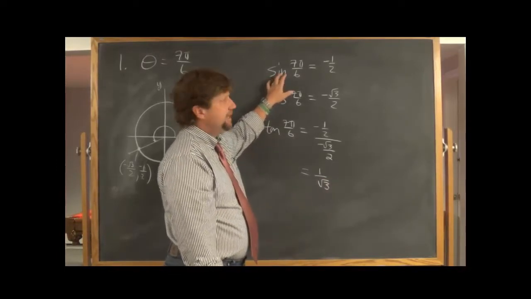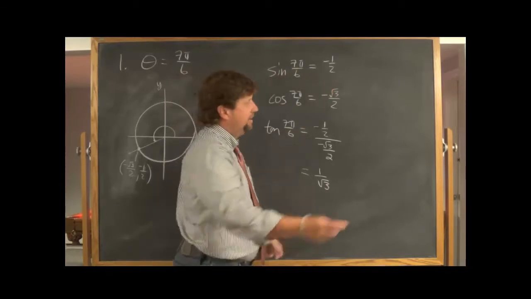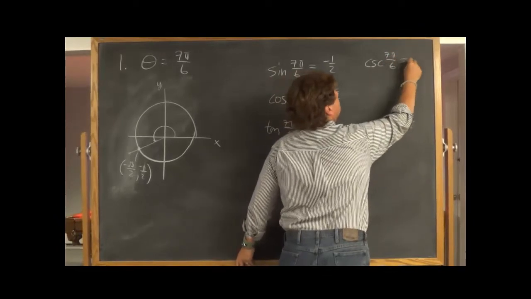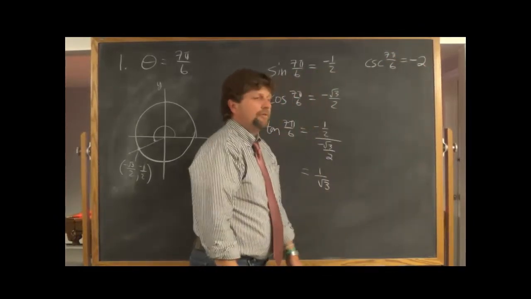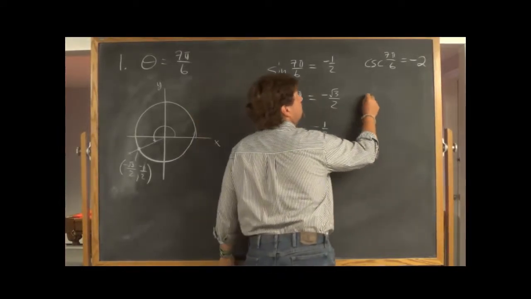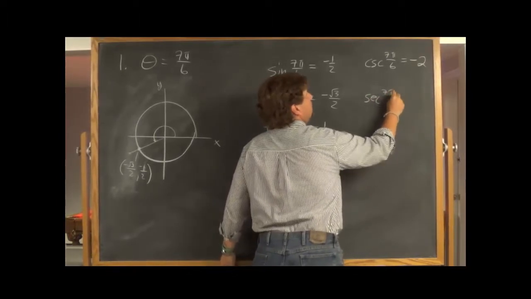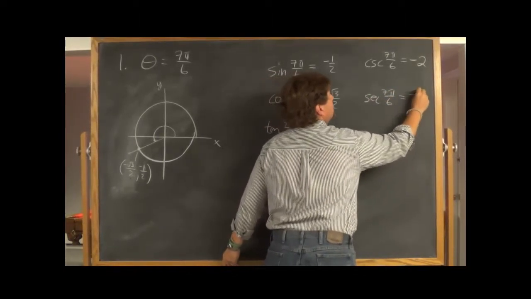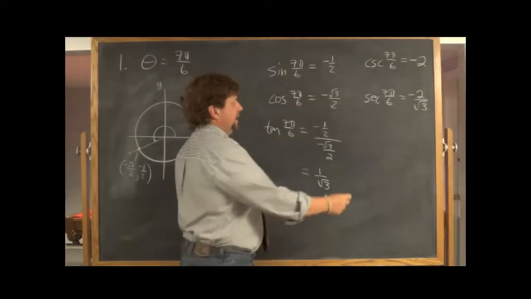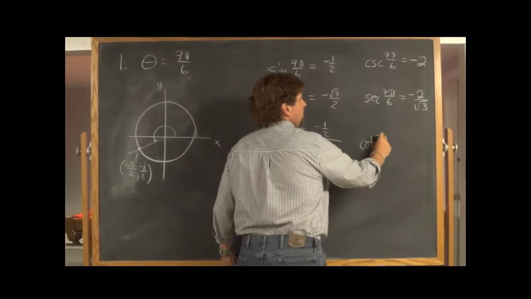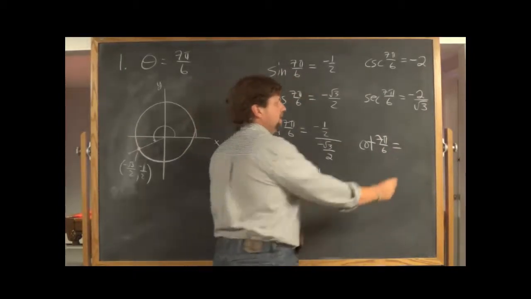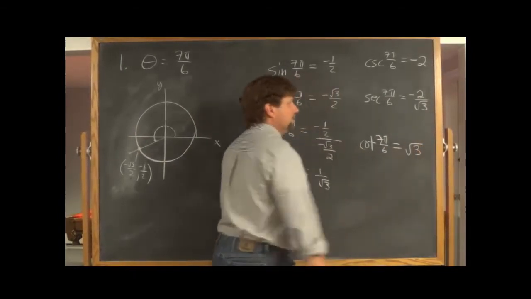Reciprocal of sine is cosecant. So since you know the sine is negative 1/2, you know cosecant is negative 2. Reciprocal of cosine is secant. So you get the secant of 7 pi over 6 is negative square root 2 over 3. And finally, the cotangent of 7 pi over 6, well, that's just the reciprocal of tangent, which gives you square root 3.